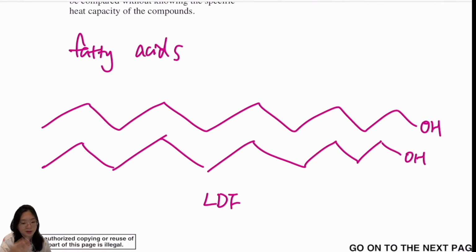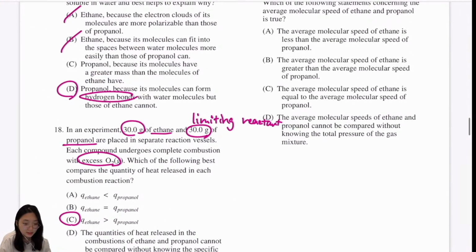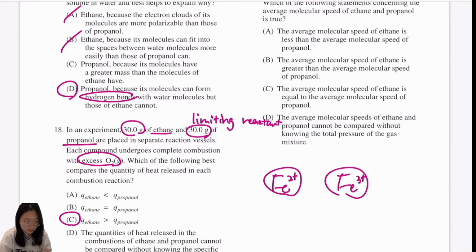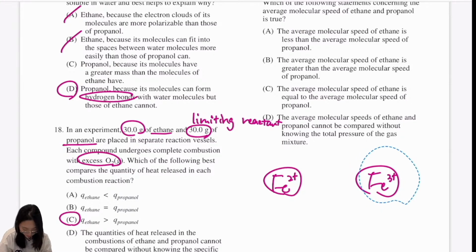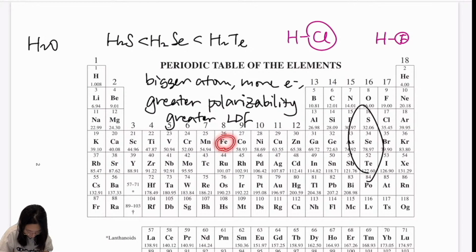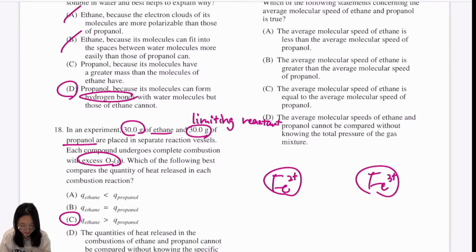Okay, so I will try to explain why the radius of the iron 2 plus is larger than the radius of the iron 3 plus. Both of them are iron, which means both ions have the same number of protons, right? Then which one has a fewer number of electrons? 3 plus means it has lost 3 electrons. So iron 3 plus has a smaller number of electrons. That's one thing.